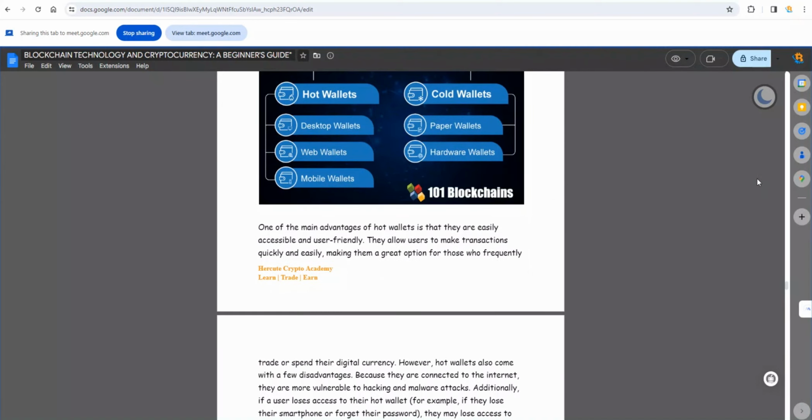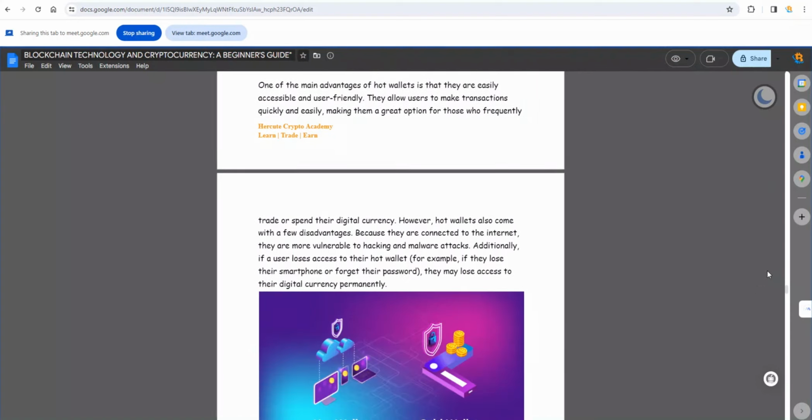Now, one of the main advantages of hot wallets is that they are easily accessible and user-friendly. They allow users to make transactions quickly and easily, making them a great option for those who frequently trade and spend their digital currency. However, hot wallets also come with a few disadvantages. Because they are connected to the internet, they are more vulnerable to hacking and malware attacks. And additionally, if a user loses access to their hot wallet, for example, if they lose their smartphone or forget their password, they may lose access to their digital currencies permanently.